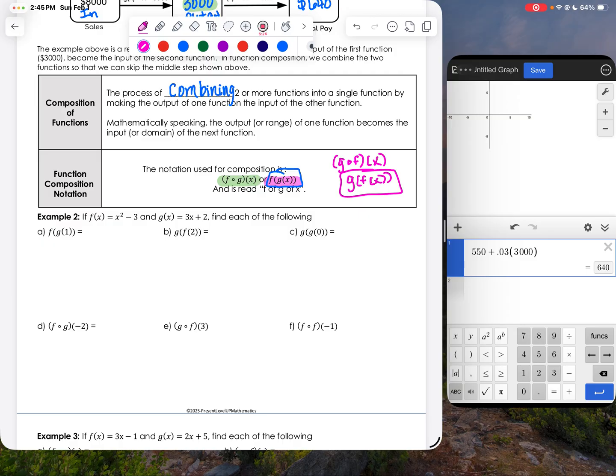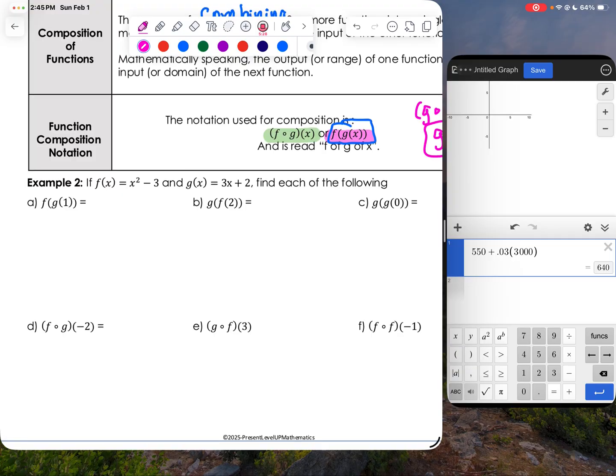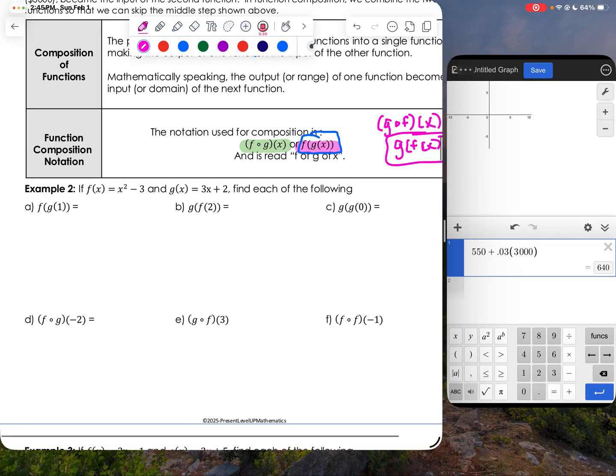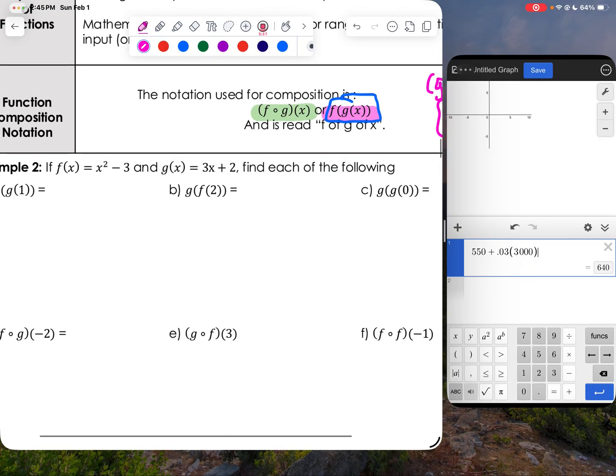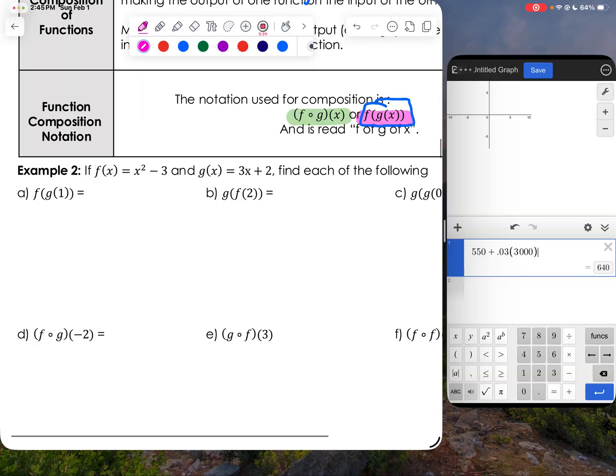So in example 2, it says, if f of x is equal to x squared minus 3 and g of x equals 3x plus 2, find each of the following. So in problem A, they're asking us to find f of g of 1. So this is called our function composition notation.